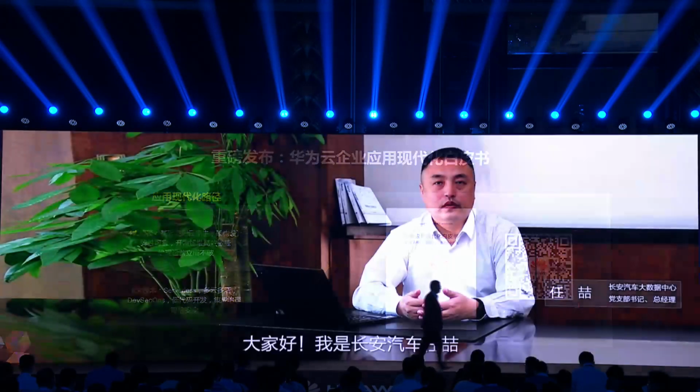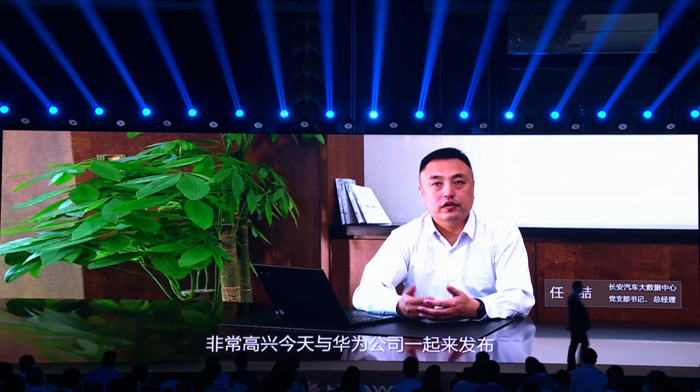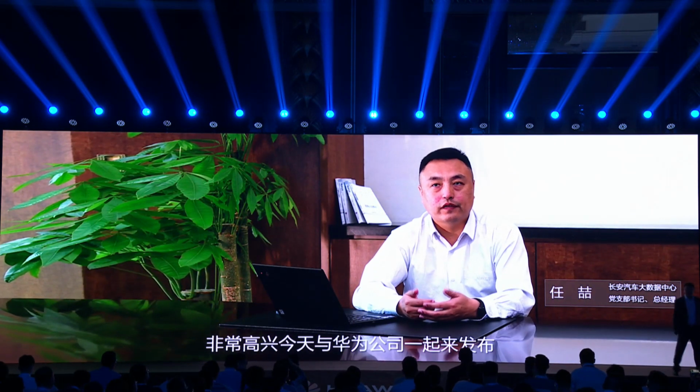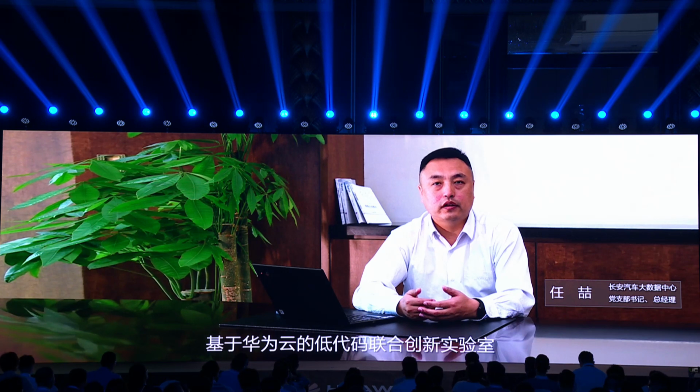Many of the technologies in this book have already been put in practice in various industries. For example, Huawei and Chang'an Automobile set up a low-code innovation lab by jointly building a low-code ecosystem. Ren Zhe, general manager of Chang'an Automobile Data Center, was unable to come to the site due to the epidemic. He recorded a video. Hello everyone, I am Ren Zhe from Chang'an Automobile.